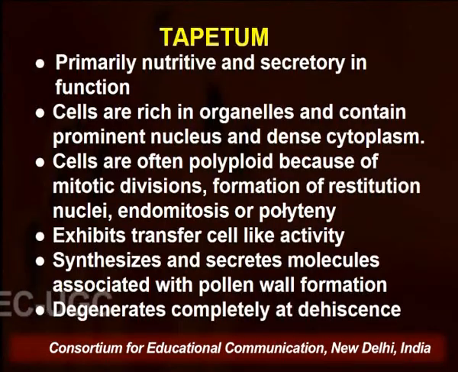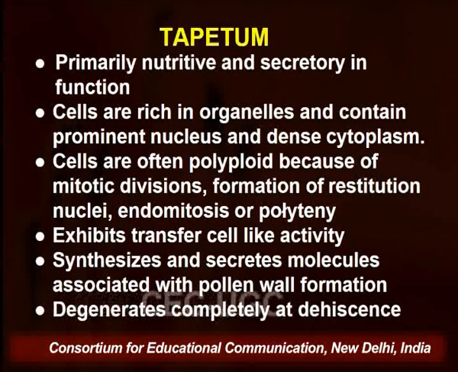So it is primarily nutritive and secretory in function. Cells in tapetum have abundant cell organelles, they contain a prominent nucleus, and they also are characterized by a dense cytoplasm. Cells here are often polyploid because of either mitotic divisions, formation of restitution nucleus, polyteny, or endomitosis.